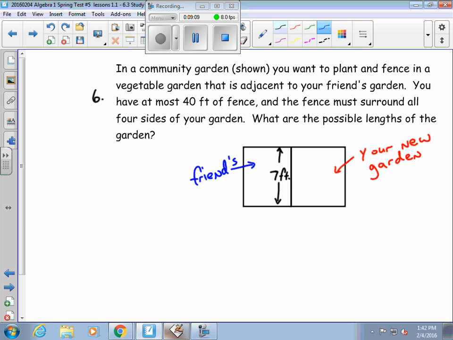Number 6 says, in a community garden shown, you want to plant a fence in a vegetable garden that is adjacent to your friend's garden. You have at most 40 feet of fence, and the fence must surround all 4 sides of your garden. What are the possible lengths of the garden?